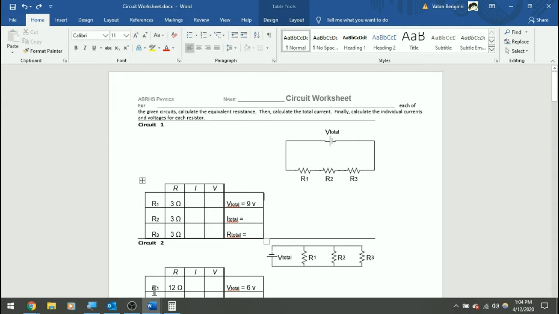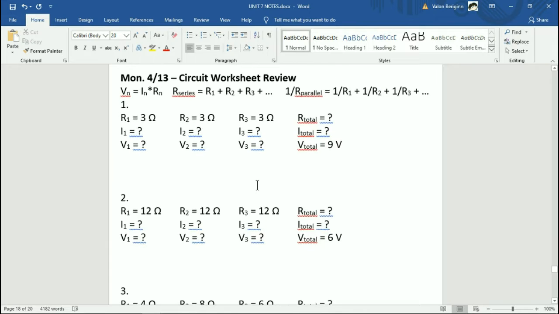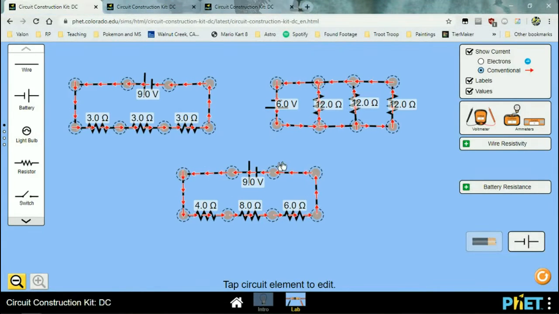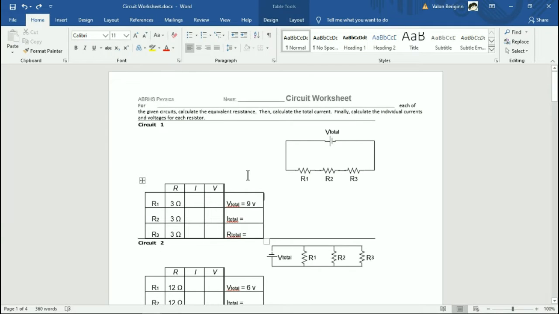So I've done a couple things. I've written the numbers out on this Word document, and I've also created some of the circuits in the lab, so we can compare and go through the numbers. But for now, we're going to start simple enough with this first one here.